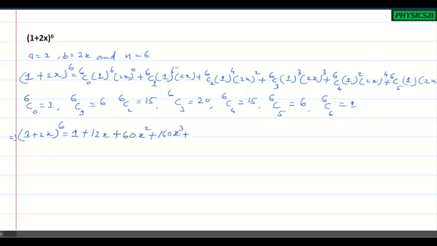Now the next term, the value of 6C4 is 15, 15 multiplied by 16, as we solve, we get 240x^4. Similarly, the value of 6C5 is 6, and 6 multiplied by 2^5, as we solve, it is 192x^5, and the last term will be 64x^6. So this is the answer. This is the solution of the whole assignment.